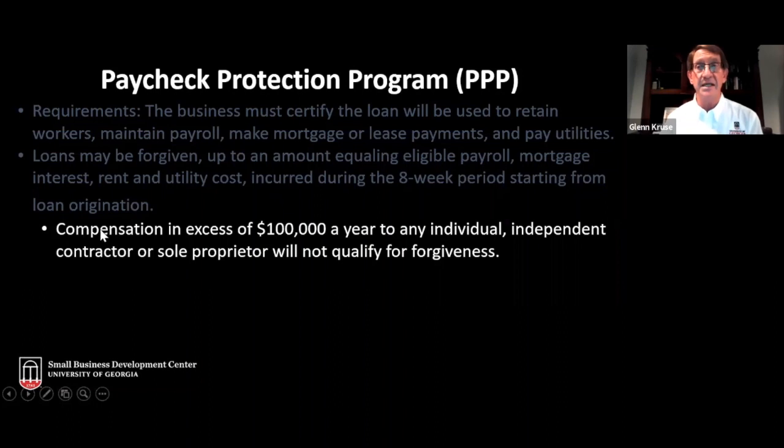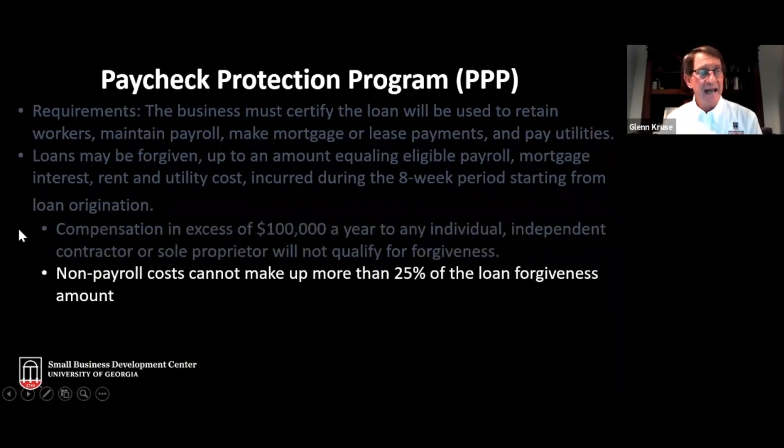Again, that same compensation cap of $100,000 a year applies to that calculation. So if you've got somebody who's highly compensated in that 8 weeks, again, prorating that out for a year, you'll have to reduce that loan forgiveness request by the amount that's in excess of $100,000 a year. So again, in that example earlier, where an owner had a $150,000 a year salary, you had to exclude $50,000, you're going to have to exclude a prorated portion of that $50,000 from that loan forgiveness request.